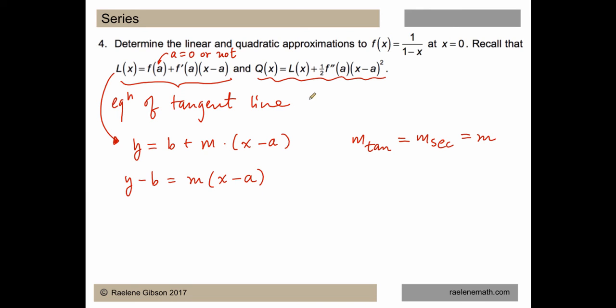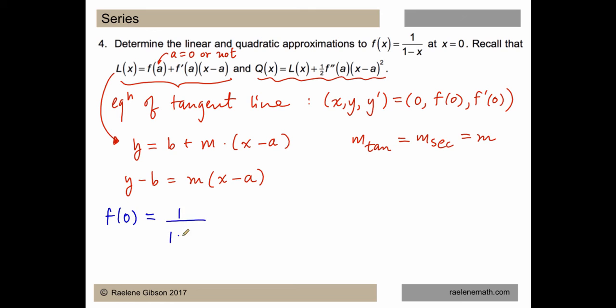which is the equation of the tangent line that we're looking for. So what we need to do first is determine the x-coordinate, the y-coordinate, and the tangent slope for the given x value. So we have 0, f of 0, and f prime of 0. So we know that f of 0 is going to be given by the function 1 over 1 minus 0, which is equal to 1, and we can work out the derivative.